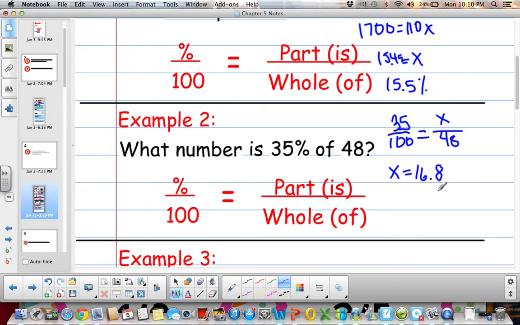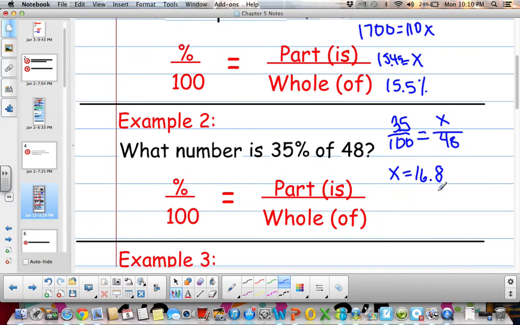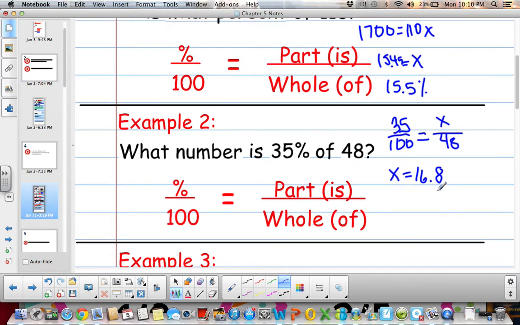And we always want to check just in our head to make sure that makes sense. Yeah, 35% of 48 probably is around 16.8. I know in my head that 50% of 48 is 24 because it's half, so we know that 35% is going to be a little bit less, and yep, that makes sense.